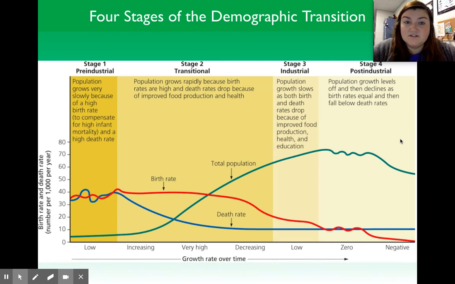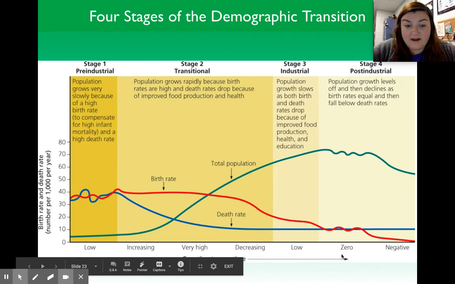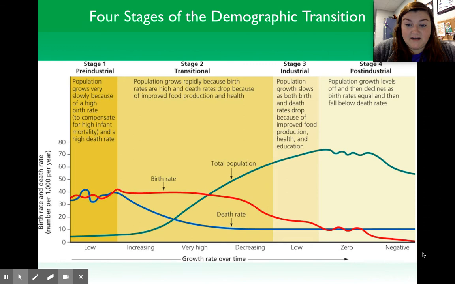So stage 1, and if you look at our chart down here, you've got birth rate and death rate, number per 1,000 per year. Total population being this teal color, birth rate is red, death rate is blue, and this is the growth rate over time as we go left to right. So the birth rate's very low on this side, very high in the middle, low again, and then declining.